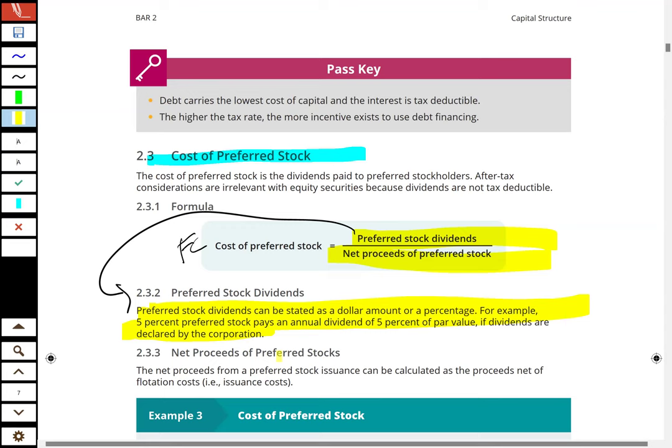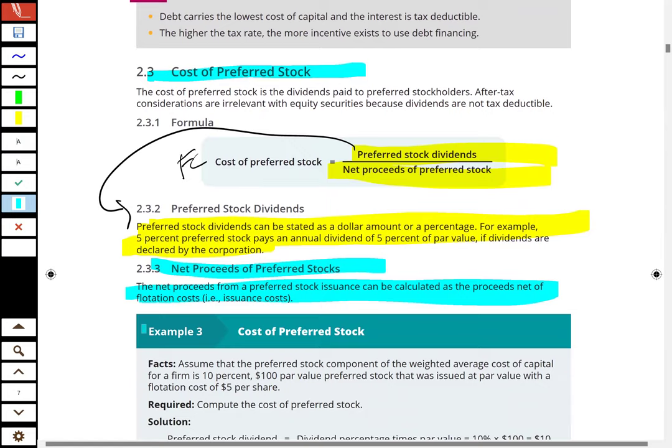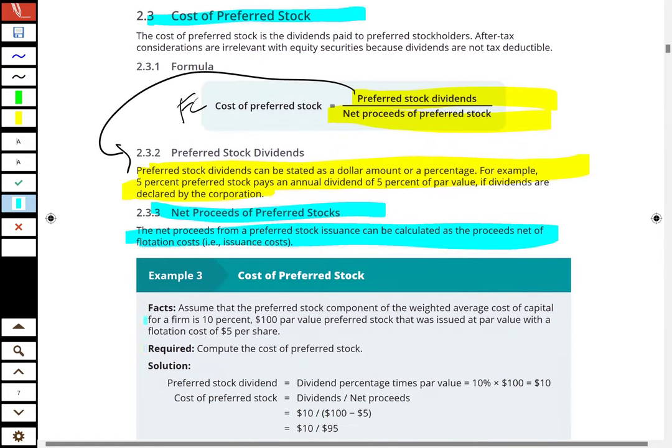Corporations, as you know, do not have to declare dividends, right? That's why often in the early stages of a company's development, they're not going to pay dividends, because they're using the capital that they're getting in for various projects and whatnot, right? Okay. Net proceeds would be after you issue the preferred stock, and you would have to subtract any issuance costs associated with that issuance.